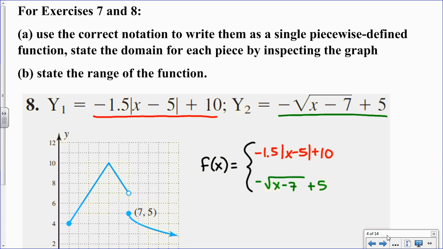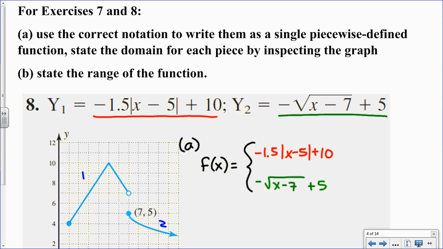All right, so this is part A. I'm also supposed to state the domain for each piece, so that's what I'm going to write here to the side with the inequalities. Just for reference, if I call this piece 1 and this piece 2, which one is the top graph, 1 or 2? The top equation matches which graph, 1 or 2? 1, because it's absolute value, or the B.